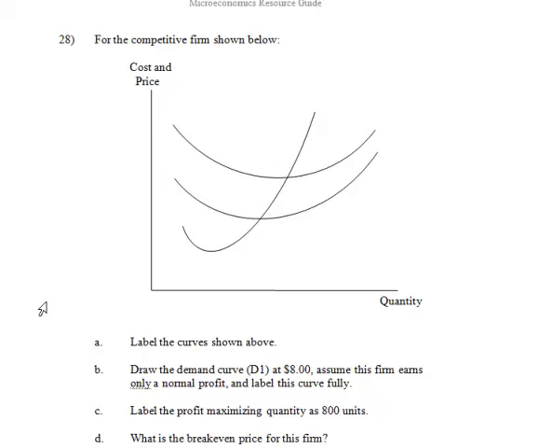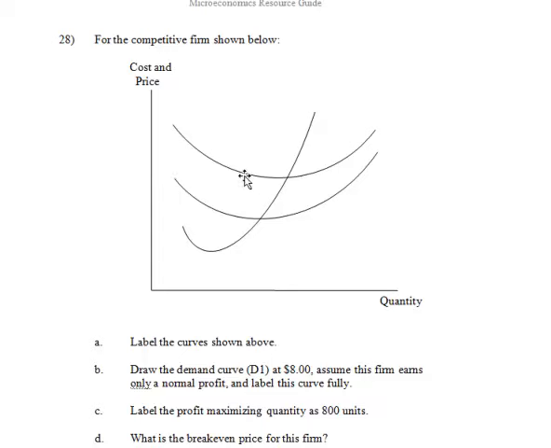Then it asks you to draw the demand curve. We're going to call it D1 at $8 and assume that this firm earns only a normal profit. Now, I don't have a graph to show you that is completed, but I'd like to at least walk you through the motions of how this question would be answered. Okay, if I'm working with a perfectly competitive graph, then my demand curve is horizontal. And in part B, it asks you to label that demand curve D1 and call it $8.